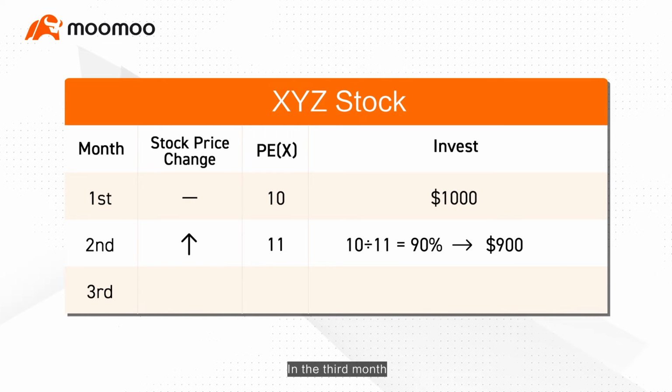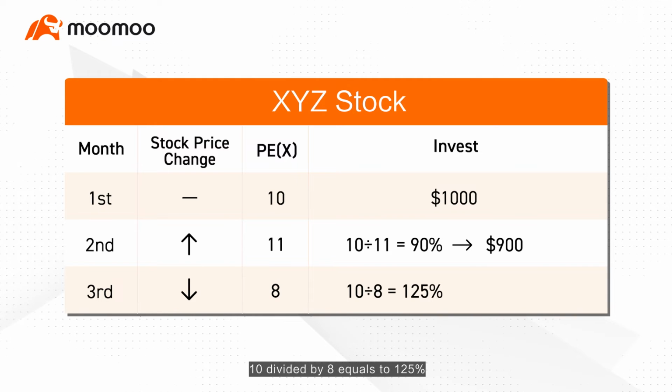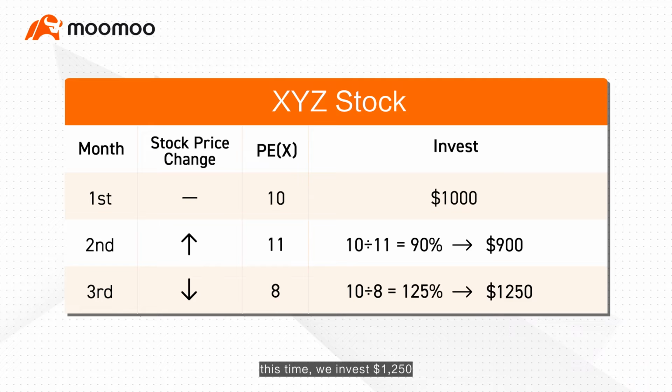In the third month, the stock price drops. Now the PE becomes 8. 10 divided by 8 equals 125%. This time, we invest $1,250. Do you see the trend here?